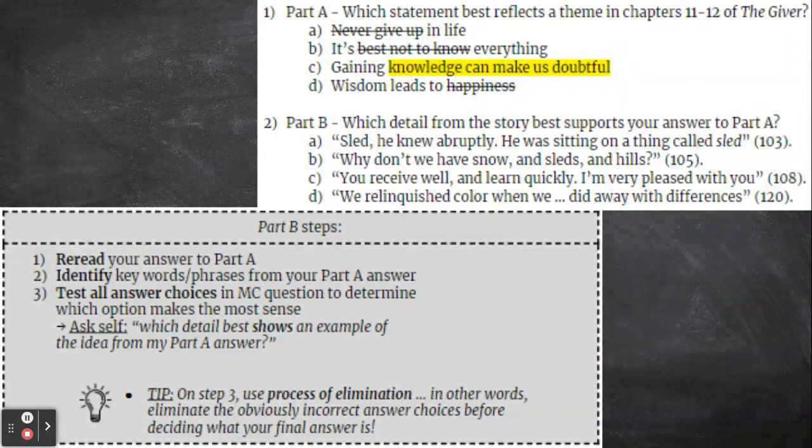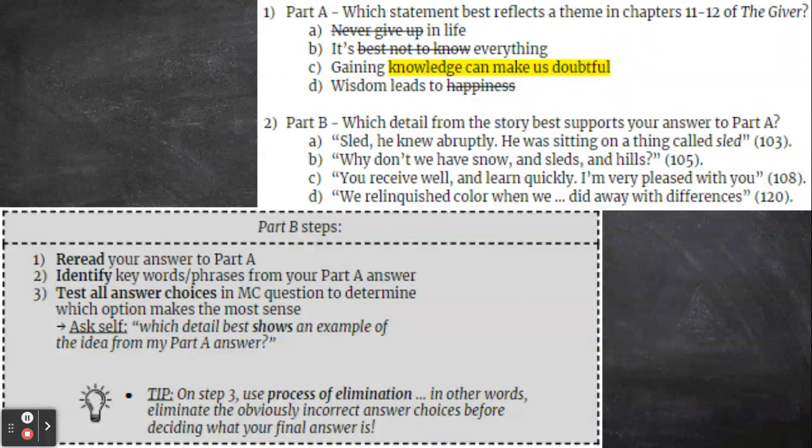Now quickly, you might have a part B question. So you answered question 1. Question 2 might say, what detail from the story supports your answer to part A? So to answer that, I would reread my answer to part A, think about those key ideas, and then test all the options for part B. Ask yourself, which detail best shows an example of my answer to part A?